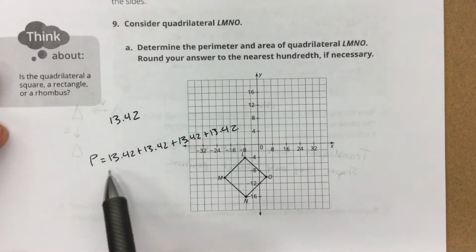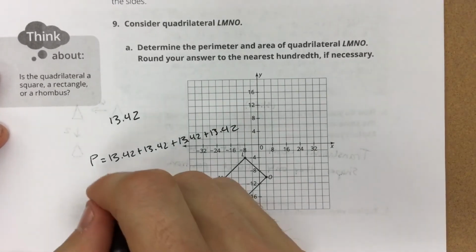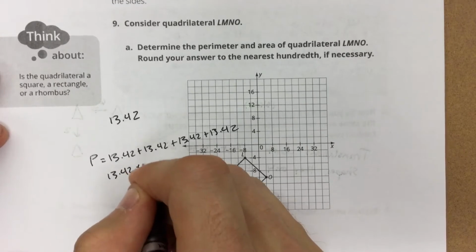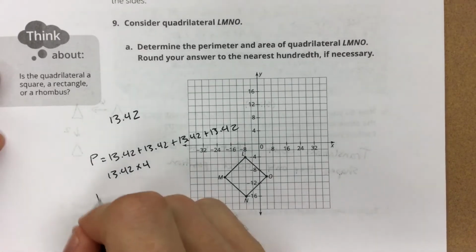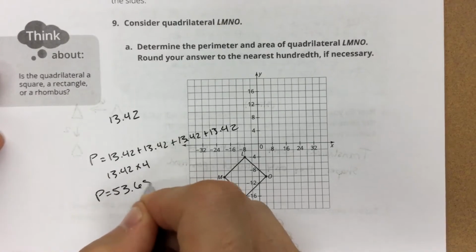Okay, that's a really expanded way to write it. You can also just say 13.42 times 4. So that, again, handy dandy calculator, is equal to 53.68, so our perimeter is equal to 53.68.